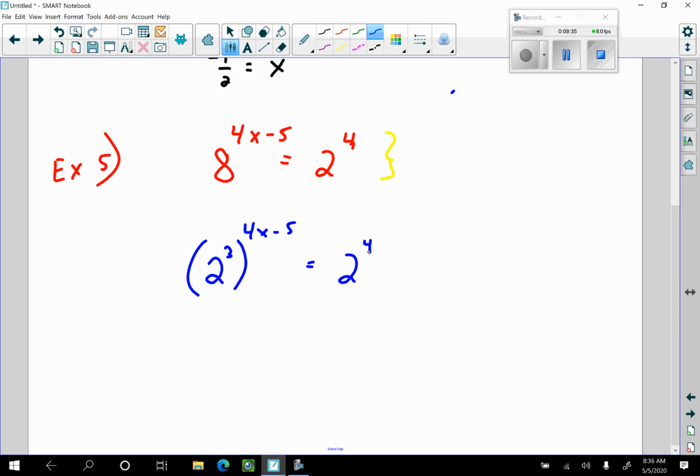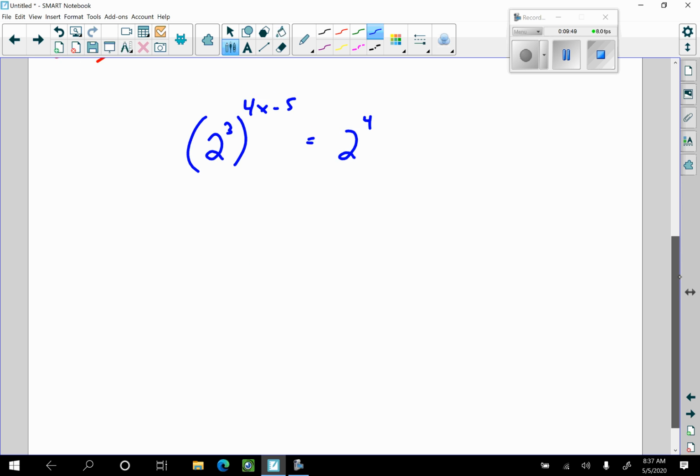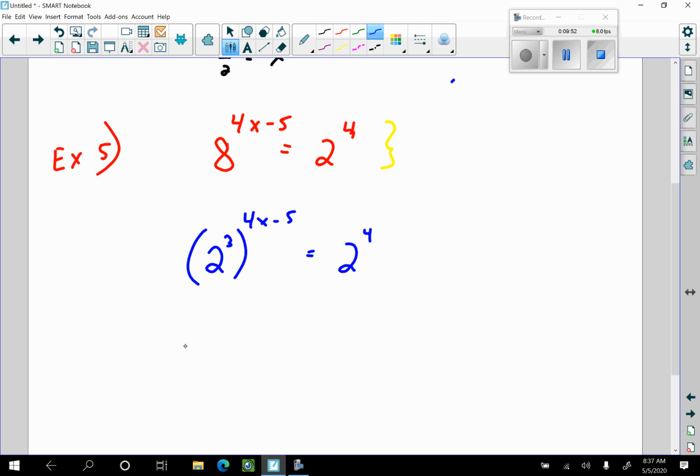And keep in mind, if I'm going too fast, you can always pause the video. Pause. And now we're back. And what am I going to use here? You got it. I'm going to use the power rule of exponents. And so this is going to be 2. When you have a power to a power, you multiply. So 3 times 4x minus 5 is going to be 12x minus 15 by the distributive property, is equal to 2 to the fourth. Now I have my like bases. I had to use this power to a power rule where you multiply the exponents.